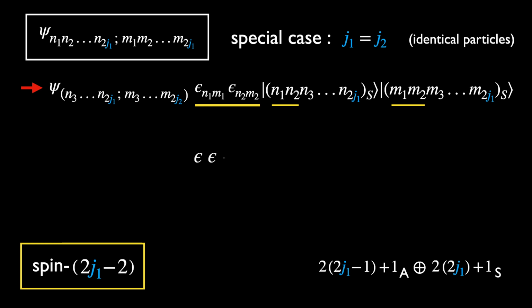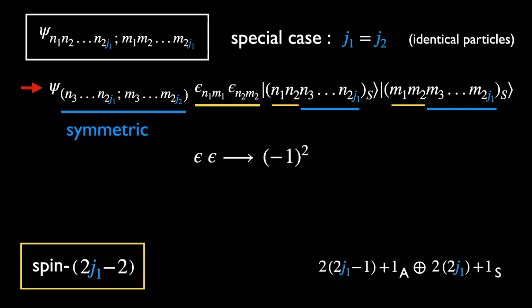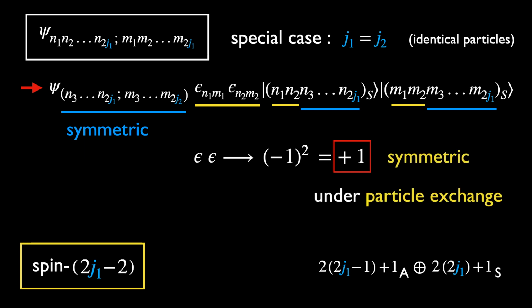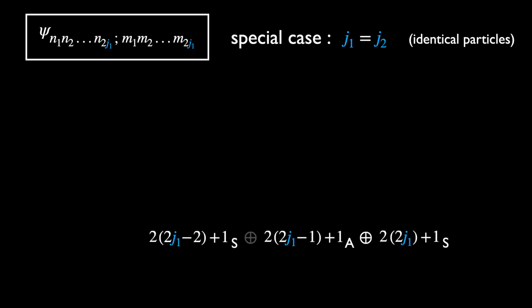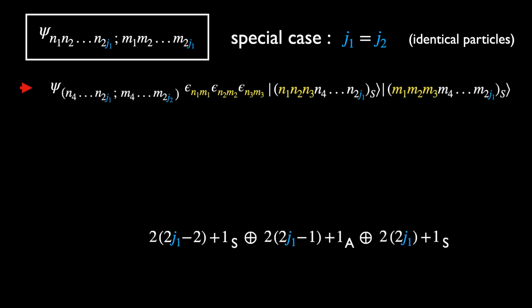Two epsilons will give us two minus signs under particle exchange, while the symmetric indices are unaffected. This gives a state that is symmetric under exchange. 3 epsilons will give us another anti-symmetric multiplet under particle exchange, and so on and so forth. This pattern continues until we reach spin 0, which has only one state.